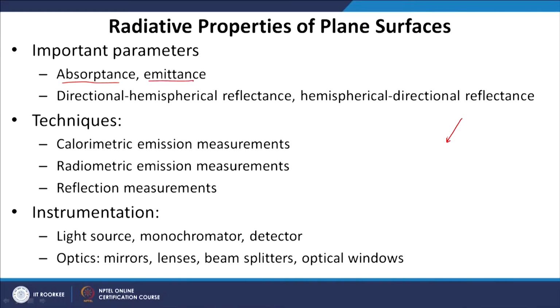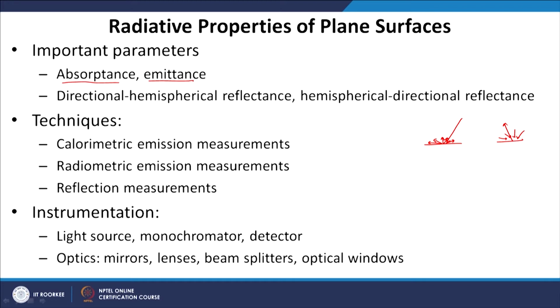In the case of surfaces, we are basically interested in finding absorptance, emittance, directional hemispherical reflectance. That means directional hemispherical means the reflectance for radiation coming from some direction and going into the entire solid angle. This is called directional hemispherical reflectance, and hemispherical directional reflectance, radiation coming from all directions and going into a single direction. So these two properties can be measured.